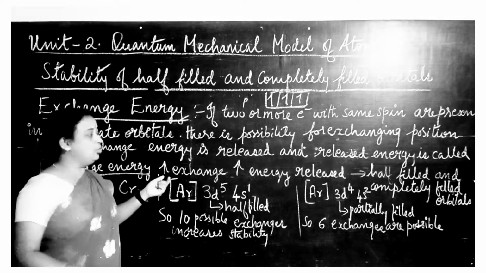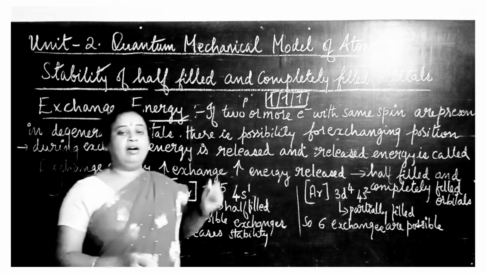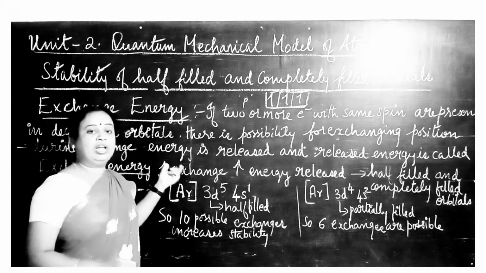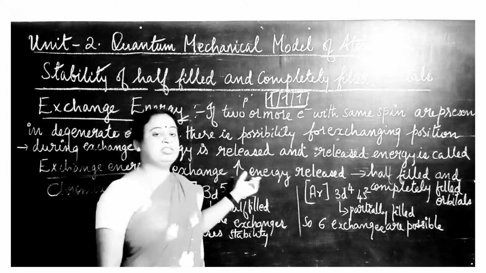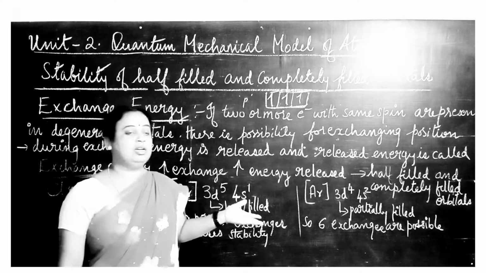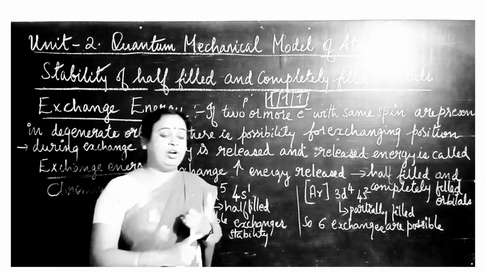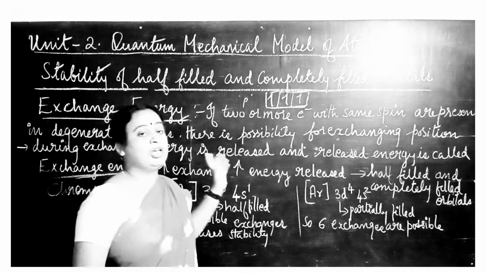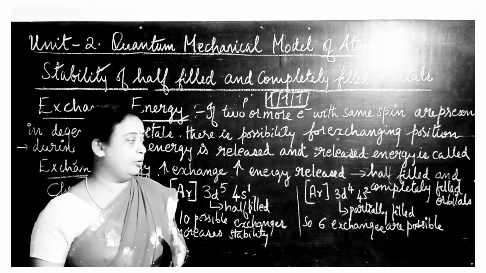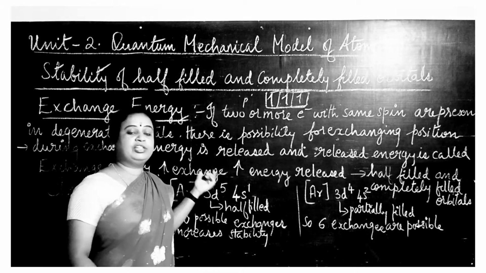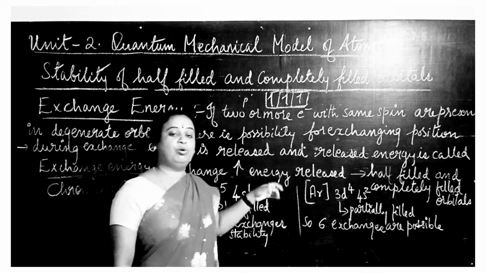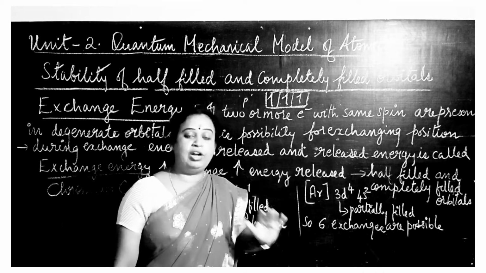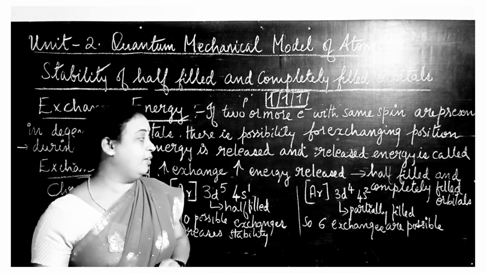So due to this reason, what happens? The half-filled and completely filled orbitals are more stable. More exchange of positions means more exchange energy is released. That can be seen in the case of half-filled or completely filled orbitals, but it cannot be seen in the case of partially filled orbitals.